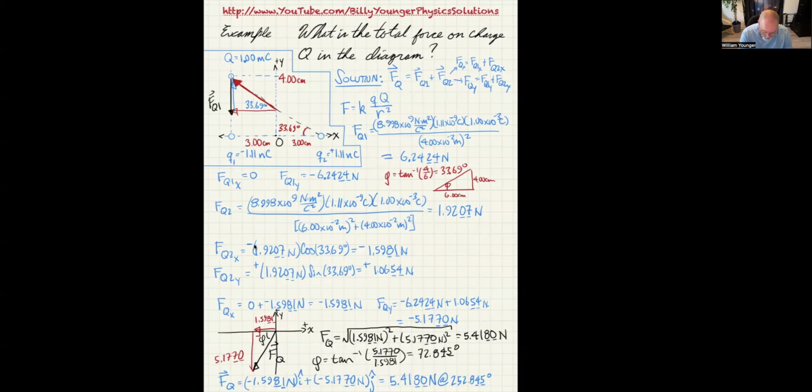So that's our total answer there for the total force on capital Q. So the total force on charge capital Q is called F sub Q, and it's written in those two possible ways. And hopefully that helps you.